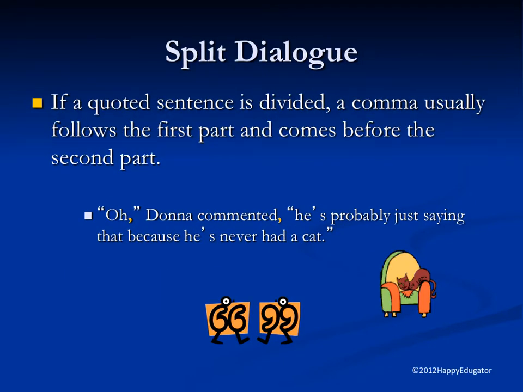Here's another example of a split dialogue. If a quoted sentence is divided, a comma usually follows the first part and comes before the second part. So Donna is tagged here, and she's saying, "Oh," said Donna, "he's probably just saying that because he's never had a cat." The author decided to put O here, and then a comma, because it goes along with this part of the sentence. You'll notice H is not capitalized because it goes along with the first part. And because we're at the end here, we have to have a period or a punctuation mark within the quotations to finish what Donna's saying.